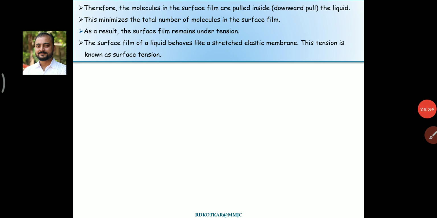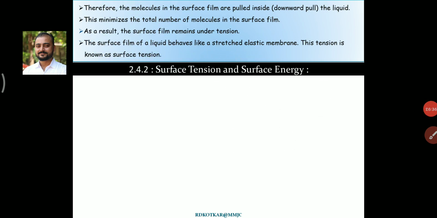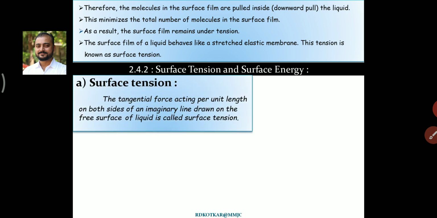Now the next point is surface tension and surface energy. In this topic we have to study the definitions related to surface tension and surface energy. What is surface tension? The tangential force acting per unit length on both sides of an imaginary line drawn on the free surface of a liquid is called surface tension.